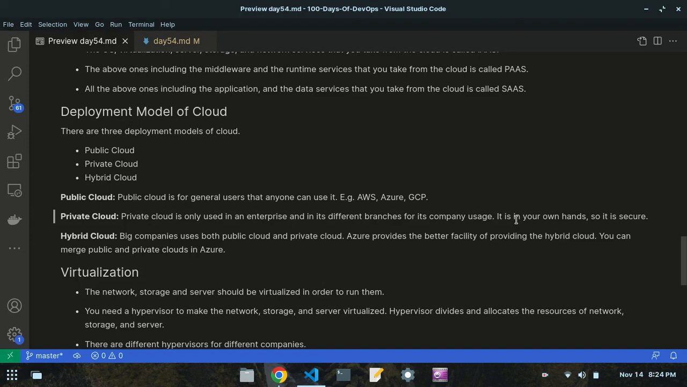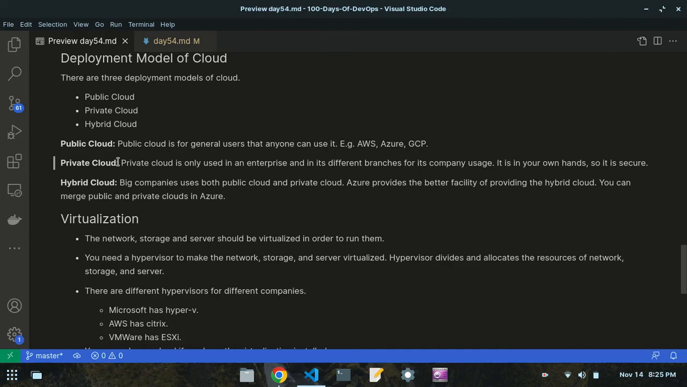Alright, and it will be in your hand, so it is secure. It means that you have the control to access it and you have the control to get the data from it. The Azure, AWS, GCP cloud platforms do not give you that control because they are in another company's hands. You can only access them, but you can't change or modify them according to your needs. Instead, if the private cloud is present in your house, then you can modify it according to your needs. Alright, so these private clouds are used in a majority of companies.